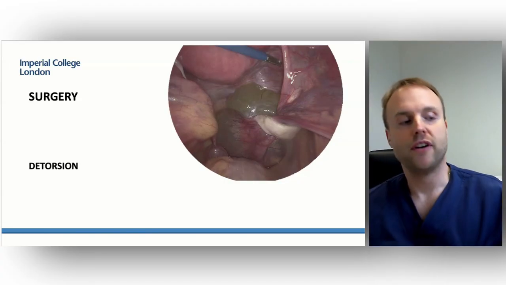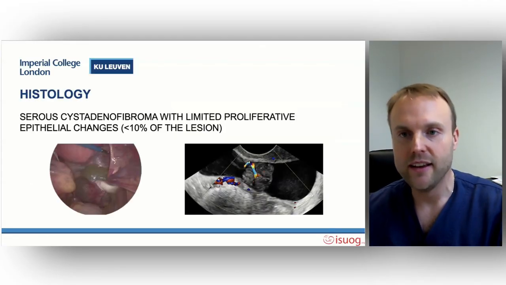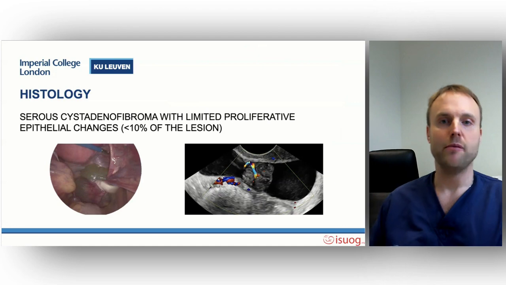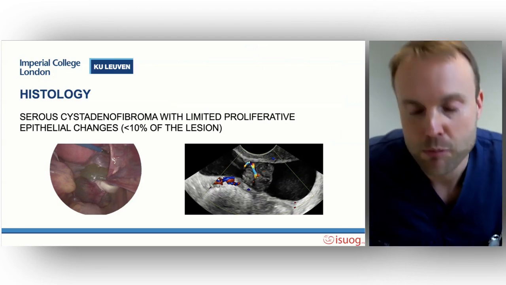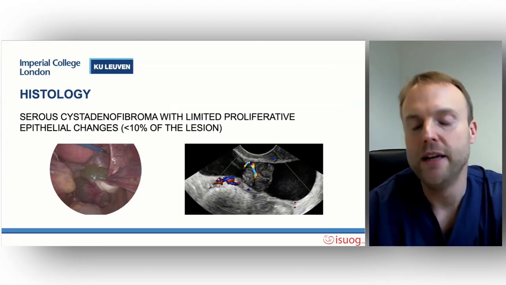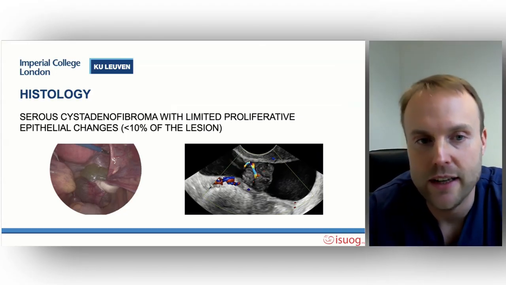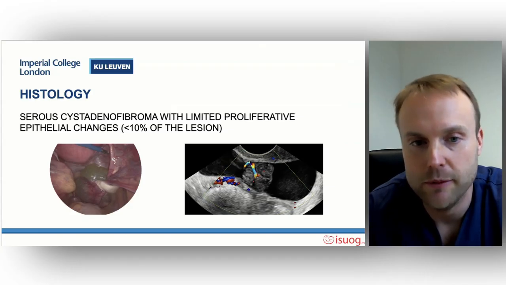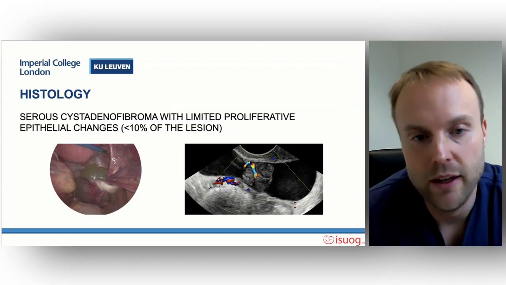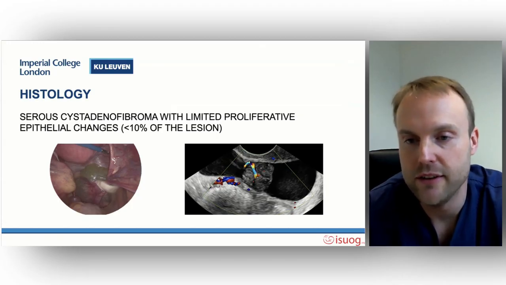So there was a torsion of the right adnexa, and the histology was a serous cystadenofibroma with limited proliferation, less than 10% in the epithelium. If it had been more than 10%, it would have been classified as a borderline tumor. But as the proliferation was less than 10%, it was classified as a benign tumor. So, a benign cystadenofibroma of the ovary. We did an ovarian-sparing surgery, a cystectomy.